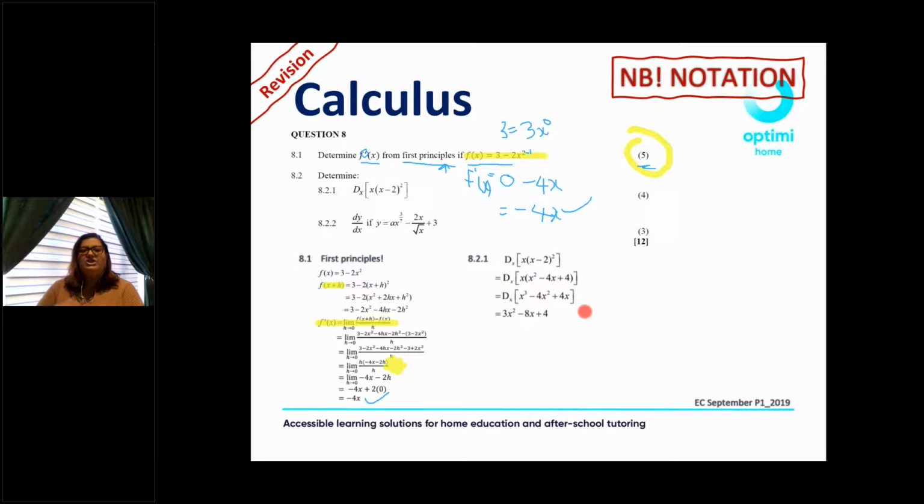Okay, so usually you will only be penalized once for notation, but we don't know what the examiner would like us to do. So rather concentrate and work on your notations. Do not lose any unnecessary marks, okay?